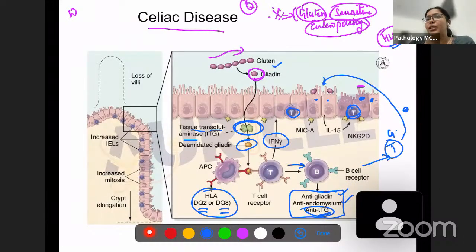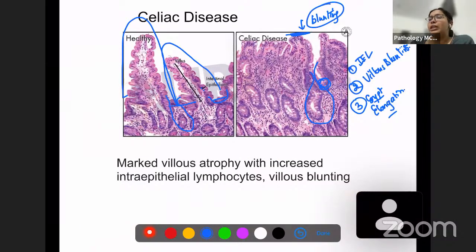To summarize, the patient is eating gluten-rich food, and then gliadin is produced, and antibodies to gliadin will damage the enterocytes. Antibodies to transglutaminase can also be produced, and anti-endomysial antibodies can also be produced. This is an HLA-related condition, with HLA-DQ2 and DQ8. What are the histologic features which you can see? Increased intraepithelial lymphocytes, villus blunting, and crypt elongation. These are the features of celiac disease which you have to remember.